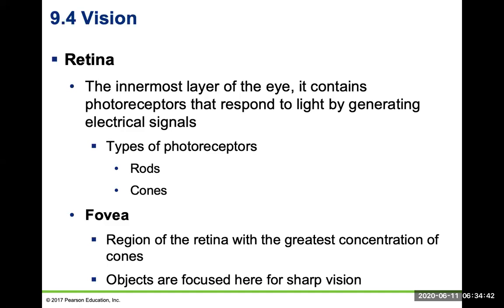The retina is the innermost layer of the eye. It'll contain special photoreceptors that respond to light. And these two types of photoreceptors are rods and cones. And the fovea is an area in the retina with the greatest concentration of cones. So that just means that your eye will work to focus whatever it's reading so that the images get transmitted to the back of the eye and lie directly on the fovea, because that's the area where the cones will help see it. So we say that objects are focused here for sharp vision.